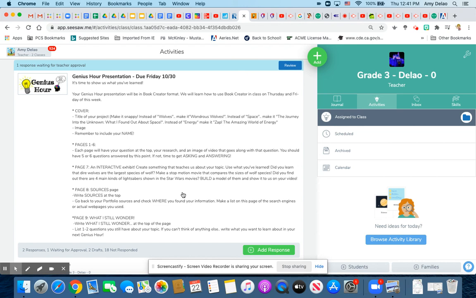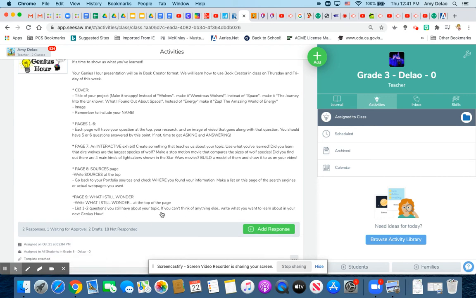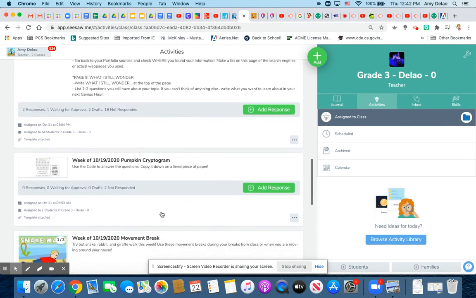Page 8 are your sources. What sources did you use? Did you use Kindle? Did you use KidRex? Did you use a book on Epic? So that's where you will put what you used, okay? And page 9 is if you have any other questions and you're still wondering about things, okay?